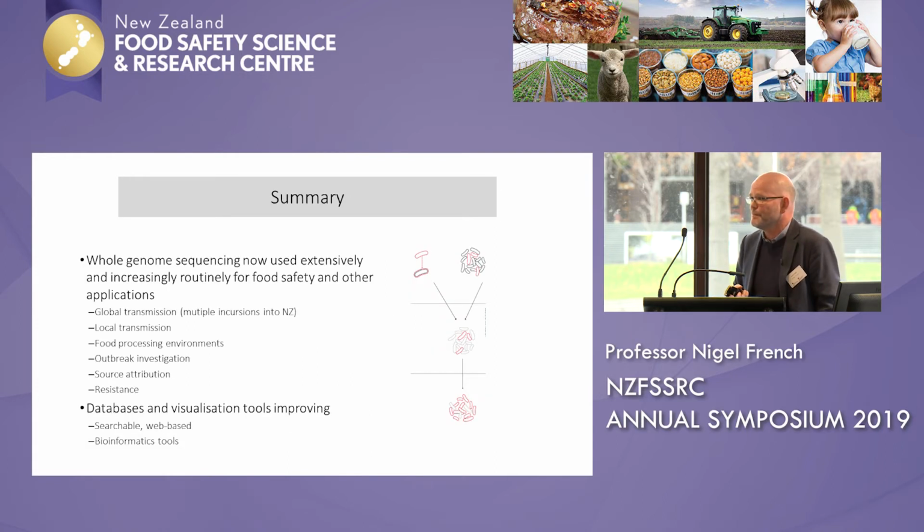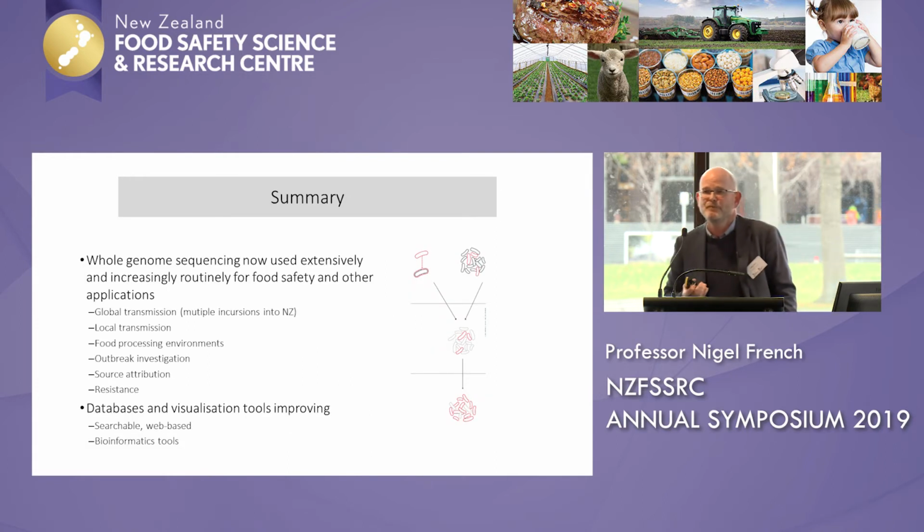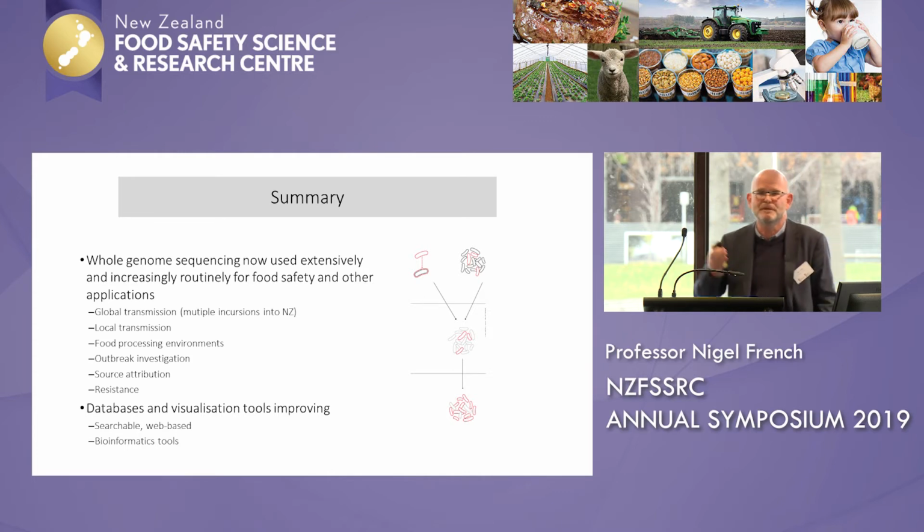So, to summarize, hopefully, it's a quick whistle-stop tour through, but just using examples from New Zealand and from studies that we've been doing here. We're using whole genomic sequencing extensively and increasingly routinely. We literally have thousands of whole genome sequences that we've been using over time, working with many of the partners within the Food Safety Centre as well who have whole genome sequencing capabilities. So working with ESR, also working with AgResearch and with Massey University, using the technology increasingly routinely for different applications.